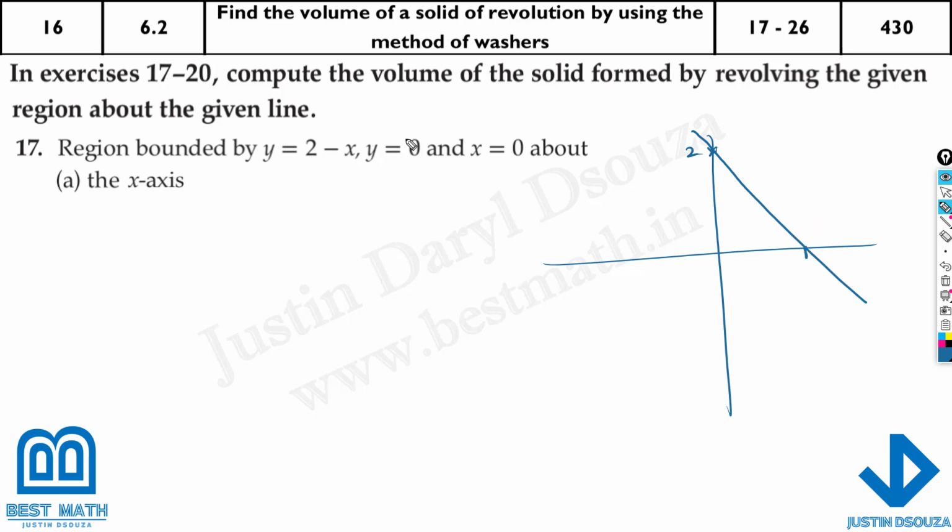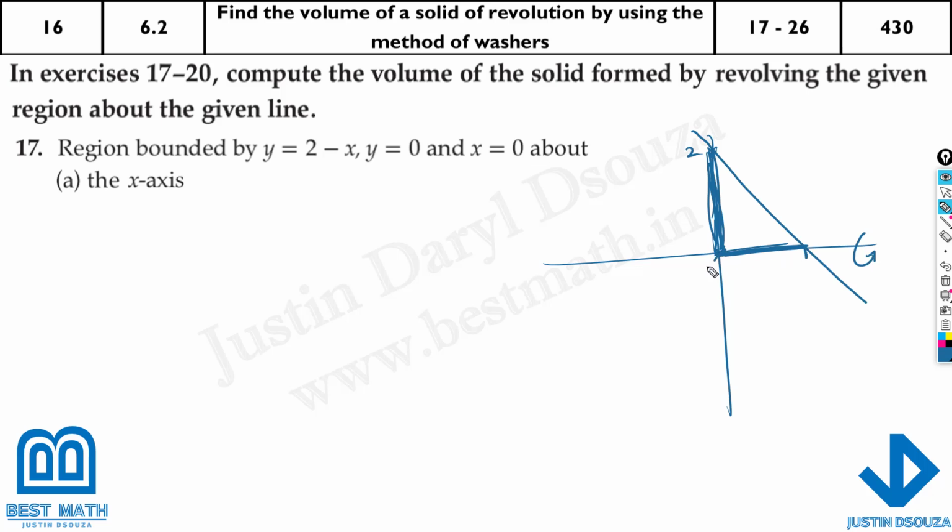Now let's see what y is equal to. Y is equal to 0, that is this line. And x is equal to 0 is this line. So this part, this solid, is rotated along what? The x-axis. That means this is the rotation x-axis. So whatever integration we do is with respect to dx. That is important. Why? Because we need to take the limits along this line.